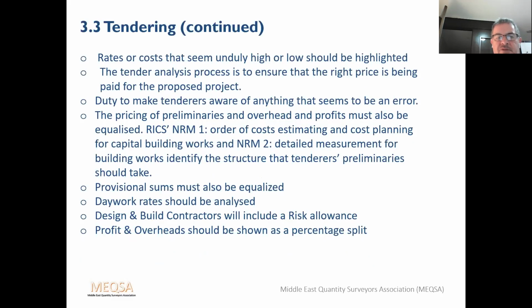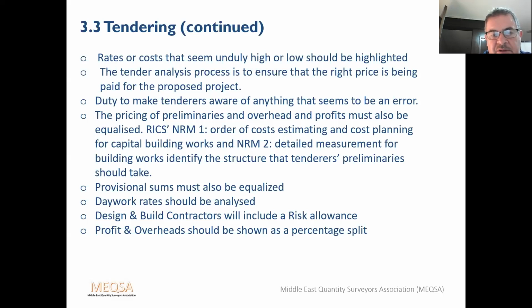Rates or costs that seem unduly high or low should be highlighted. The tender analysis process is to ensure the right price is being paid for the proposed project. And the tender analysis team has a duty to make tenderers aware of anything that seems to be an error. The pricing of the prelims and overhead and profits must also be equalised. RICS NRM 1, order of cost estimating and cost planning for capital building works, and NRM 2, detailed measurement for building works, identify the structure that tenders' prelims should take.